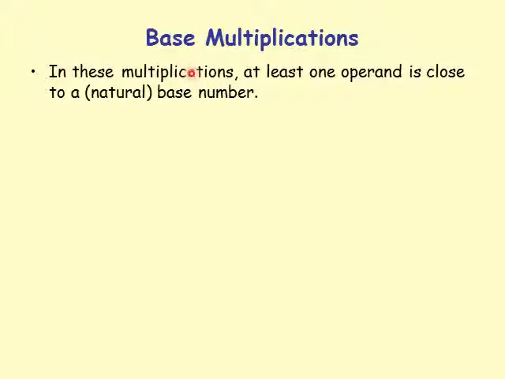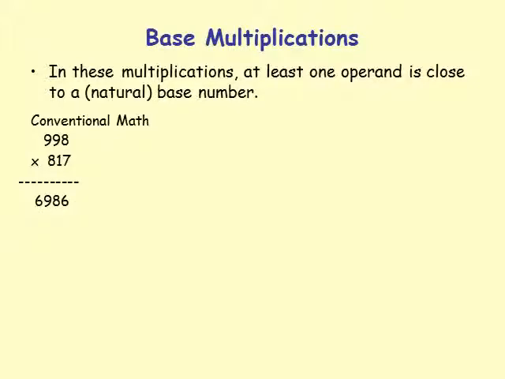In these multiplications, at least one operand is close to a base number, and we prefer a natural base number. Sometimes we use proportional base numbers also. Okay, let's take an example. We're going to take the example of 998 times 817, and you know the drill.